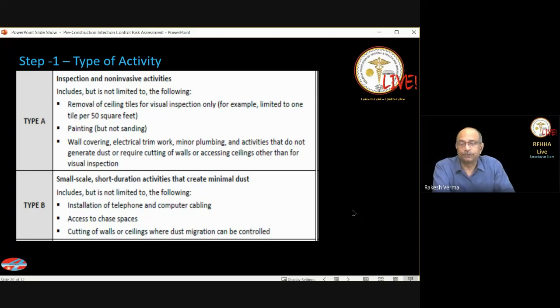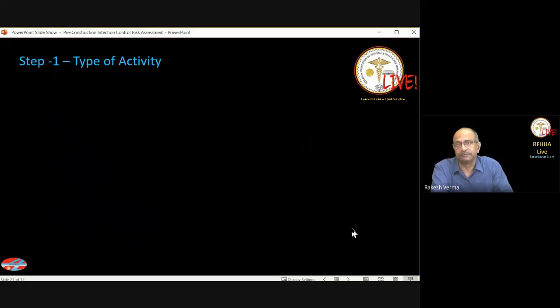Type B activities are those which are small scale, short duration activities that create minimum dust. Some of the examples are installing cabling or doing concealed wiring, access to certain spaces, for example drainage spaces or lines when you are repairing, cutting off walls and ceilings where the dust migration can be controlled. So you are doing a very localized activity in just one part of the wall or ceiling, and you can control the dust in that area. That will qualify as the type B activity.